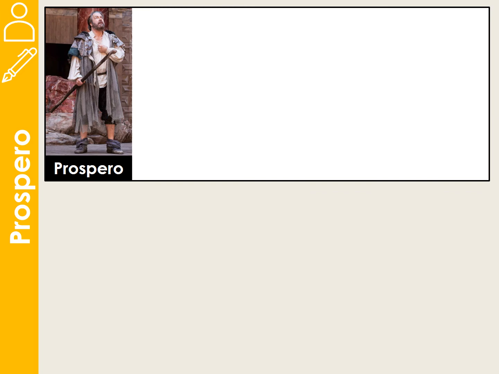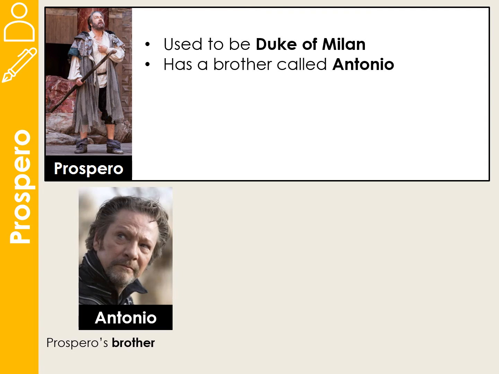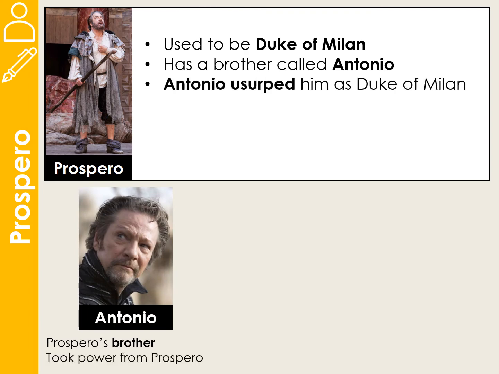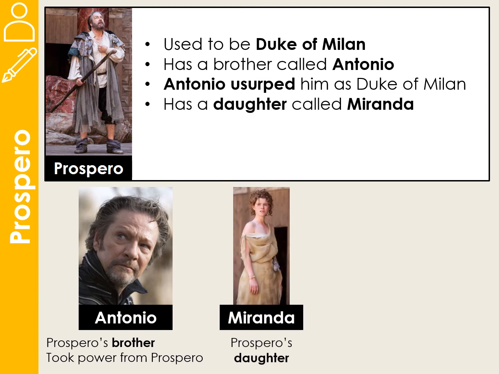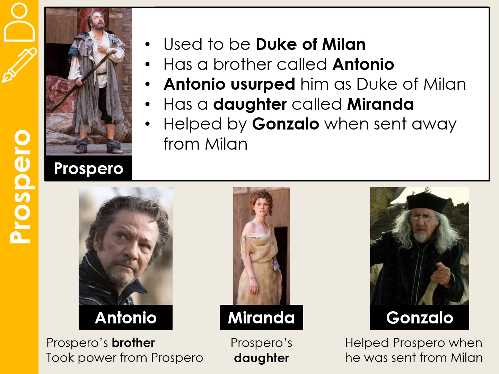So Prospero used to be the Duke of Milan. He has a brother called Antonio. Antonio usurped him as Duke of Milan. Prospero has a daughter called Miranda. He was helped by Gonzalo when sent away from Milan.